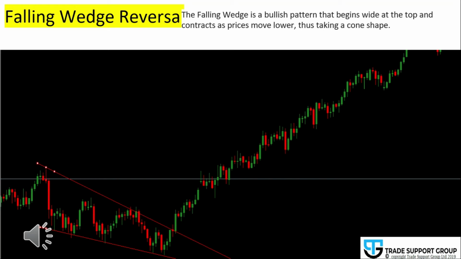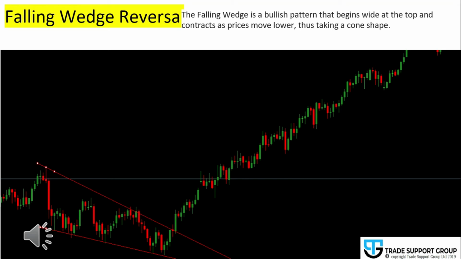With the falling wedge reversal pattern and the rising wedge pattern, you see these patterns quite often, and other variations of them. Wedges, flags, and pennants are often seen in technical analysis. The falling wedge is a bullish pattern that begins wide at the top and contracts as prices move lower. You can also look at this as a correction on a trend.